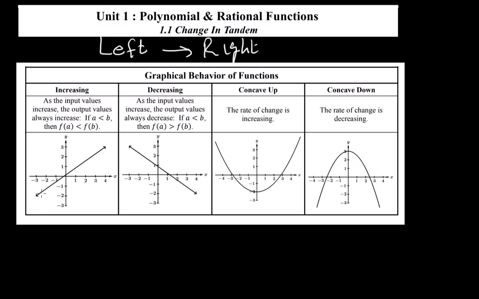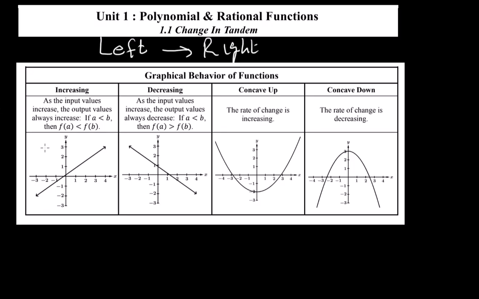If you can see this graph, it says as the input value increases. Which input value are we talking about? The x value, the horizontal line. You can see -3, -2, -1, 0. You can see the number increasing. The more the number increases, you can see the graph is increasing from left to right. That's all we're looking for. As the input value increases, the output value always increases. Which means if a value, which is on the left, is less than b, the value on the right, then f of a, which is the y value, is less than f of b, the other y value.